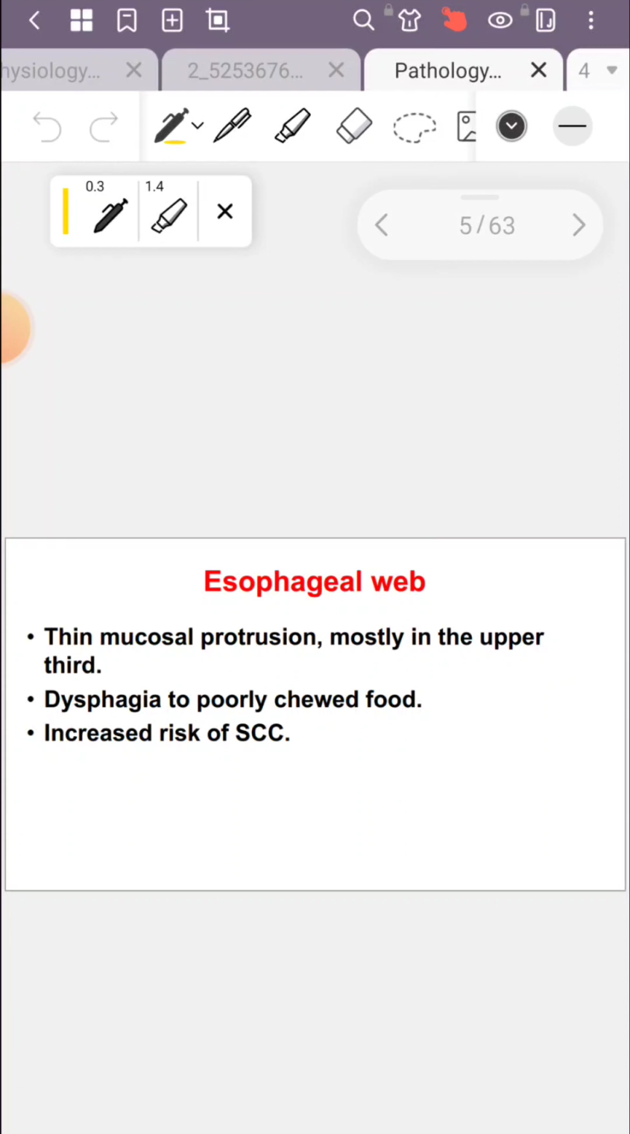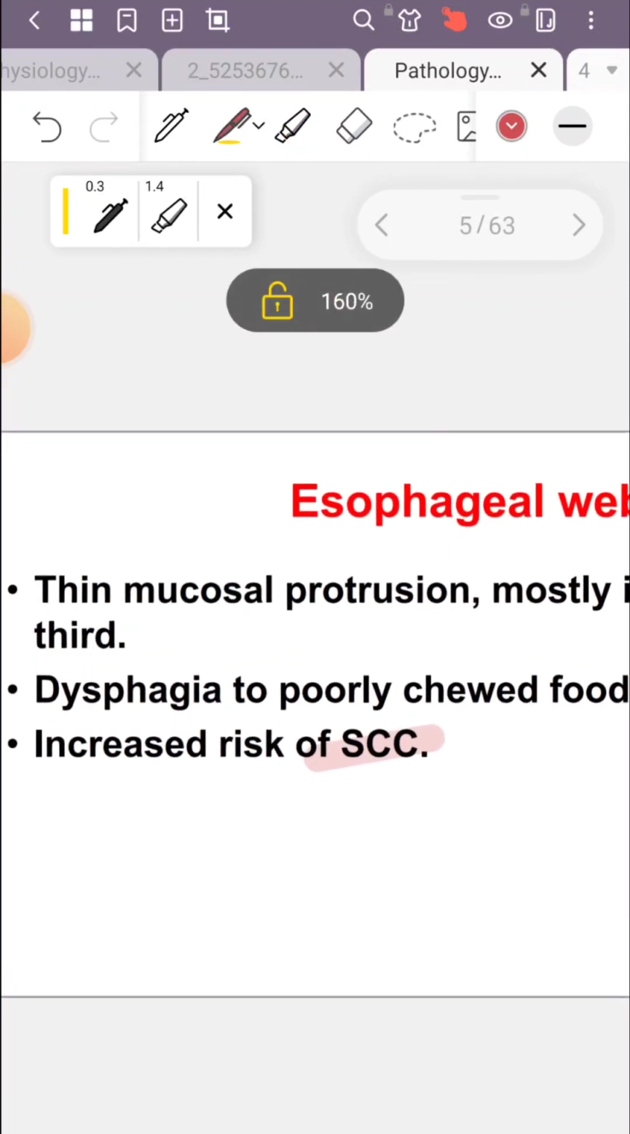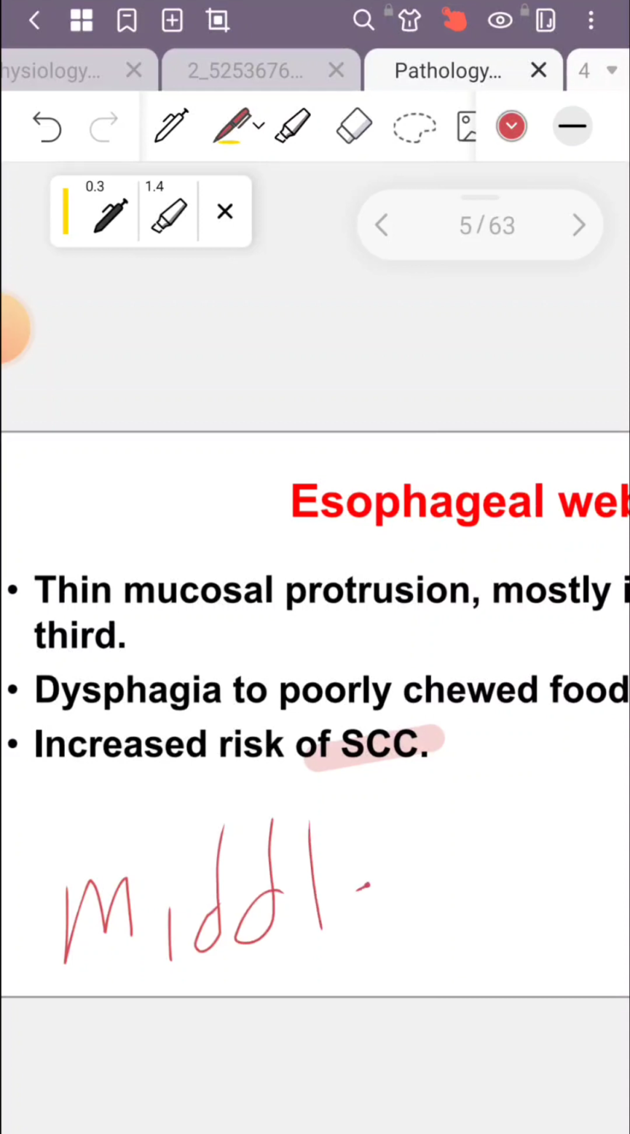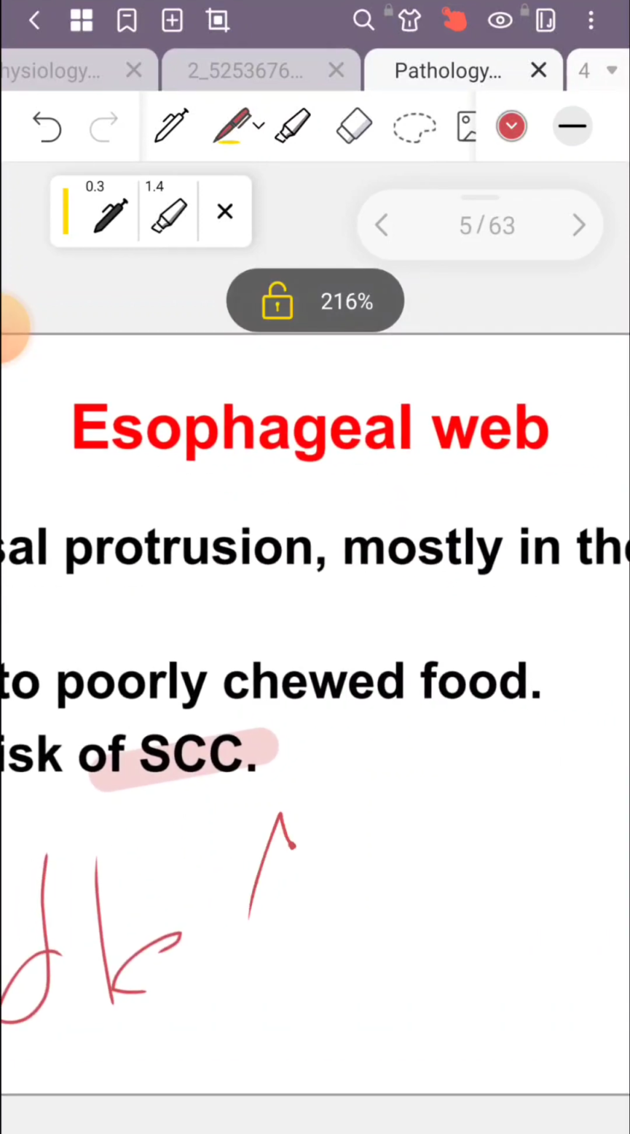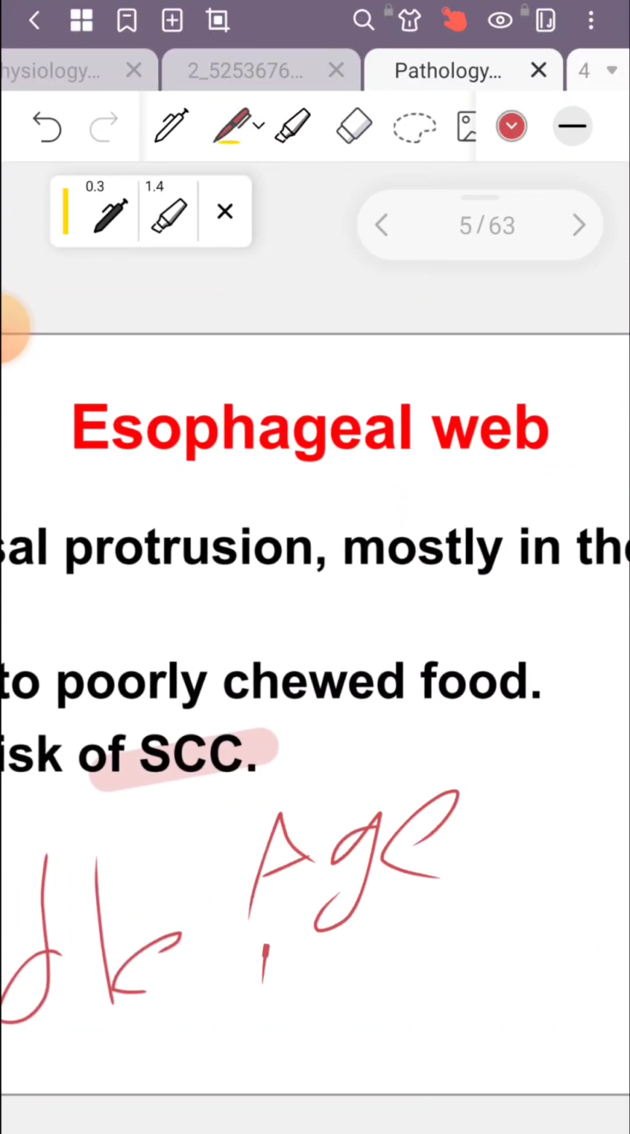This is Plummer-Vinson syndrome. It is a risk factor for squamous cell carcinoma of the esophagus. Pay attention, guys: this congenital anomaly usually occurs in a middle-aged female with iron deficiency anemia and esophageal web, and dysphagia to poorly chewed food. She has an increased risk of squamous cell carcinoma.